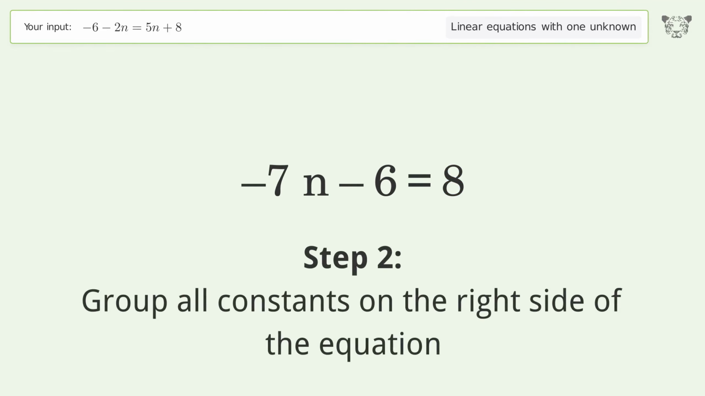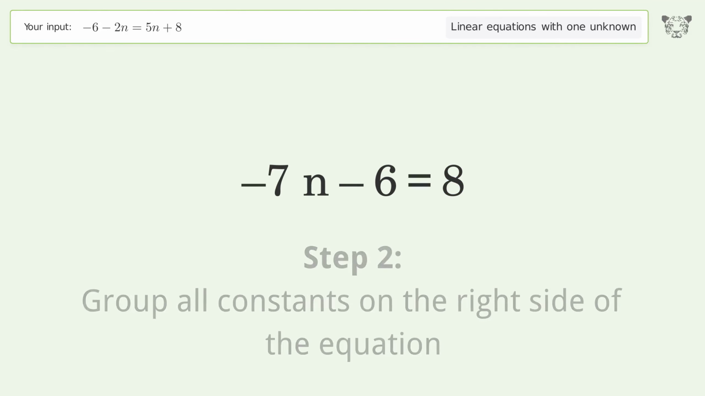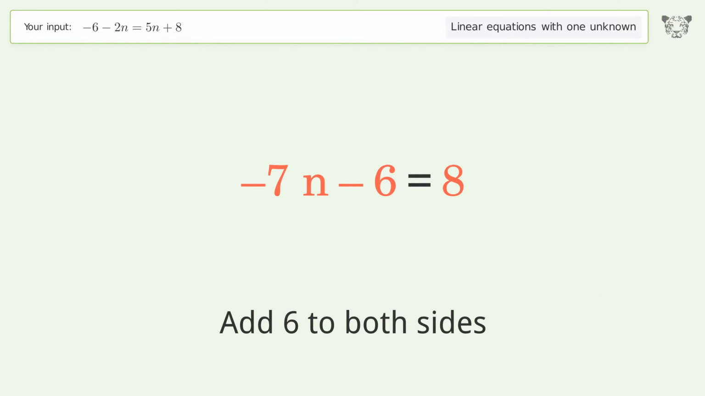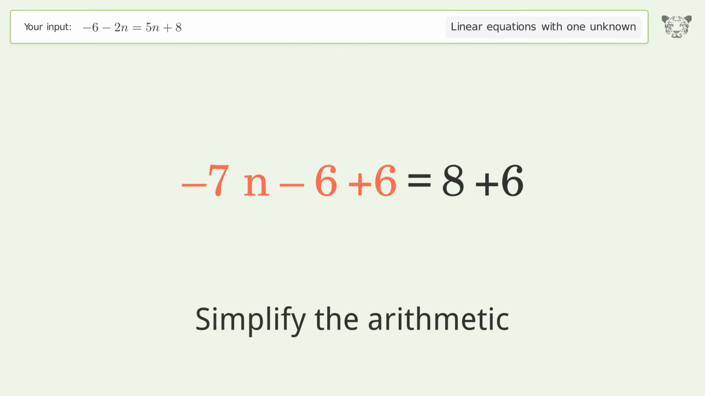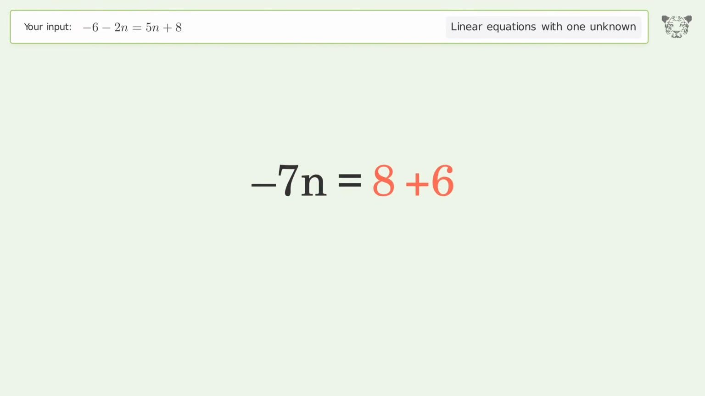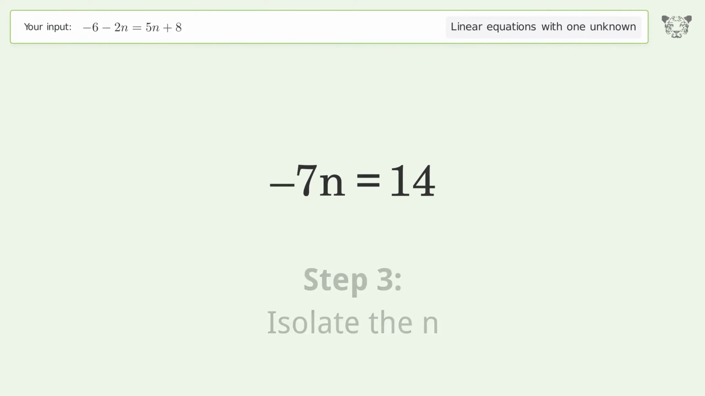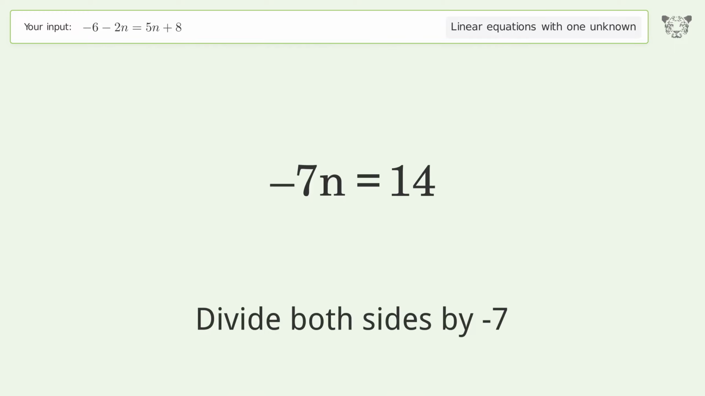Group all constants on the right side of the equation. Add 6 to both sides. Simplify the arithmetic. Isolate the n. Divide both sides by -7.